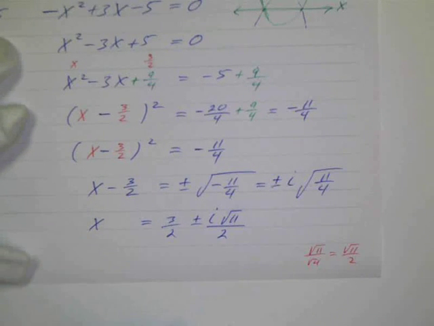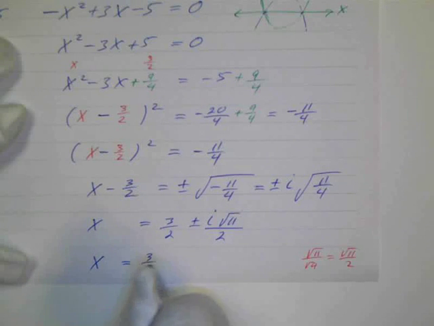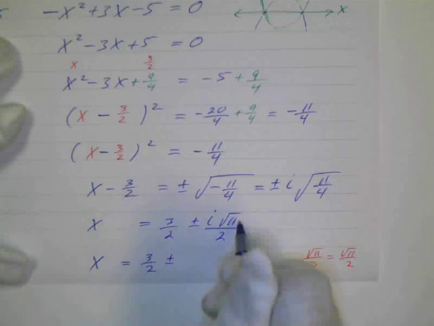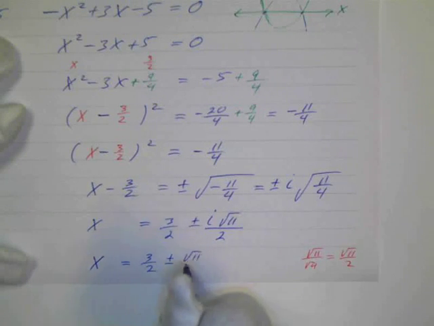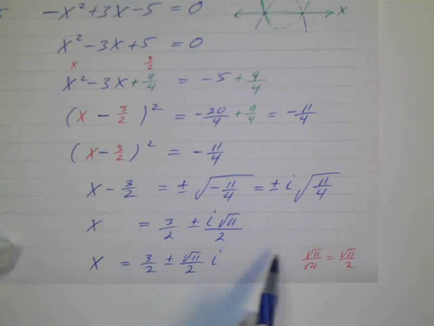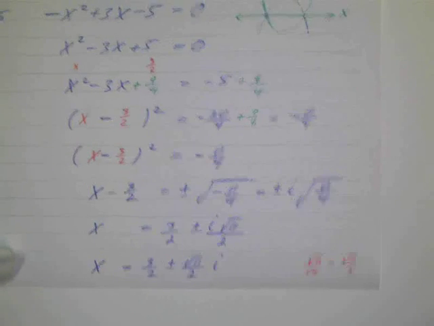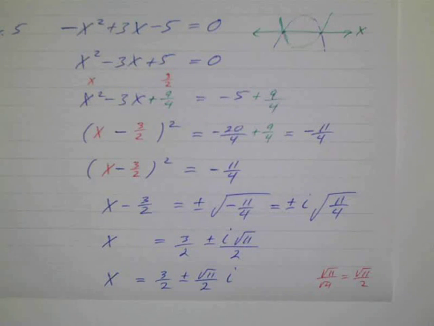So I can rewrite this down here. We have a little more room. 3/2 plus or minus, and we would write that as the square root of 11 over 2. That would be our b, our complex part, times i. So when you have complex solutions, you'll write them in the standard form, a plus, and this is plus or minus, bi. Okay? So I hope that makes sense. That's kind of a tricky one.